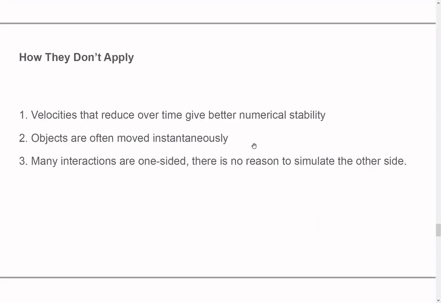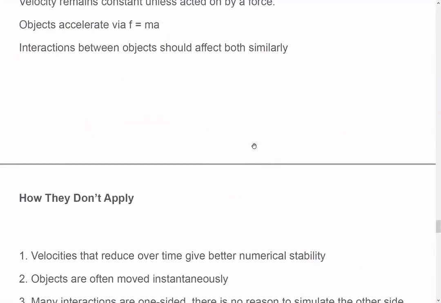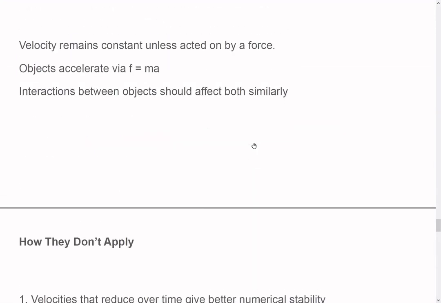And the other thing is how they don't apply. Velocities that reduce over time give better numerical stability. Objects are often moved instantaneously. That doesn't apply. Many interactions are one-sided, so there's no reason to simulate the other side. That's not the case either. Interactions between objects should affect both objects similarly.